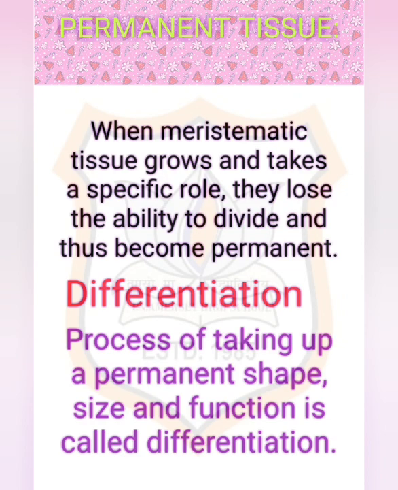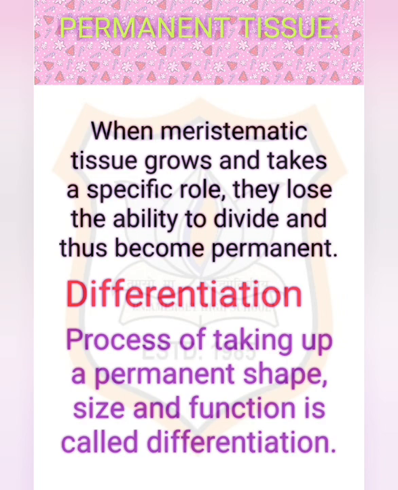Actually, they take up a specific role and lose the ability to divide. As a result, they form a permanent tissue. This process of taking up a permanent shape, size, and a function is known as differentiation. Cells of meristematic tissue differentiate to form different types of permanent tissues.